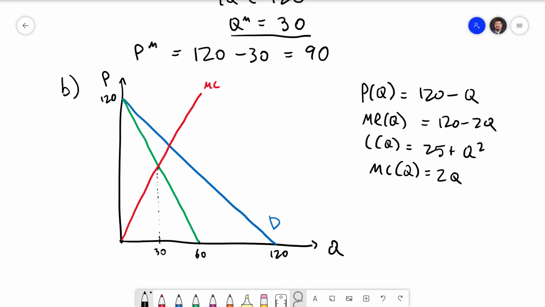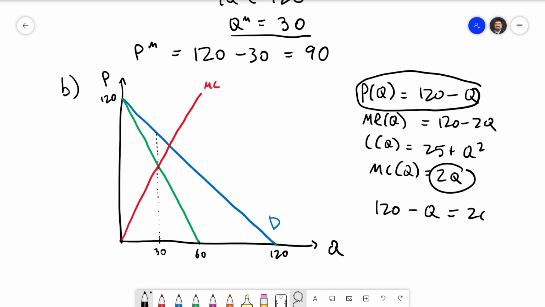The deadweight loss will be the area that is lost due to our monopoly's reduction of quantity below the socially efficient point. To figure that out, we're going to set our marginal cost equal to our inverse demand. So we're going to get 120 minus Q equals 2Q. Add Q to both sides and we get 120 equals 3Q. And so our socially efficient quantity is 40.